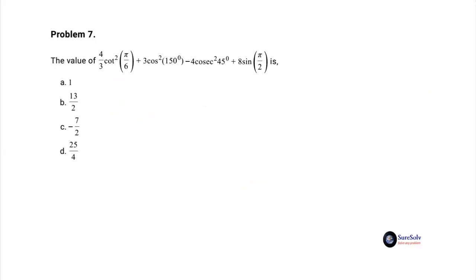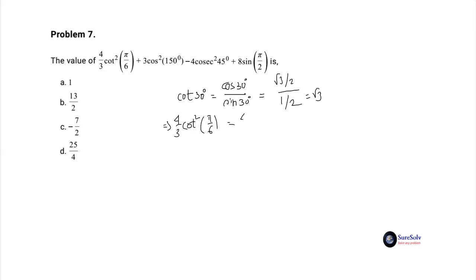This is question 7. Read through the problem for a few seconds and analyze and try to find out how you would solve the problem. You have here 4 terms in the target expression, isn't it? The angle pi by 6 in the first term equals 30 degree, and using trigonometric ratio values, you will get cot 30 degree equal to cos 30 degree by sin 30 degree equal to root 3 by 2 divided by 1 by 2 equal to root 3.